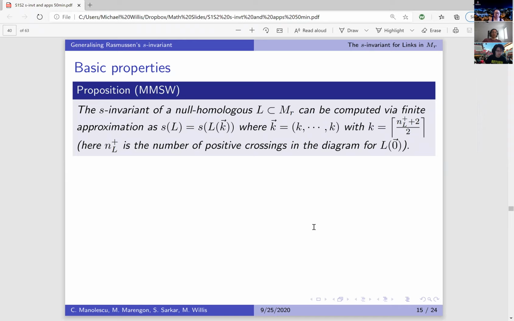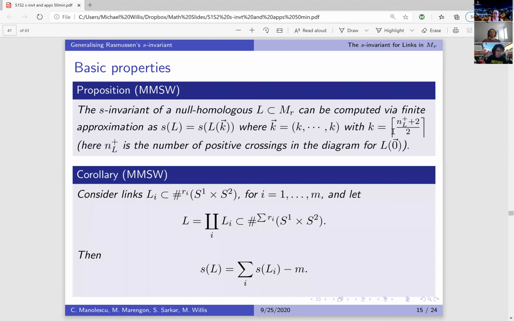so, basic properties, just to say right off the bat: since everything is defined in terms of these stabilizing limits, you can compute S invariants with finite approximation. So the S invariant of your link in the S1 cross S2s is equal to the S invariant of the link in the 3-sphere. The amount of twisting you need, we can give you a direct bound. It's based on the number of positive crossings in the original link, the link with no twisting added. So again, it's all finitely computable, although in practice you might have to add a lot of twists to your diagram. But because everything is computable in terms of links in S3, you inherit a bunch of properties of the S invariant for links in S3.